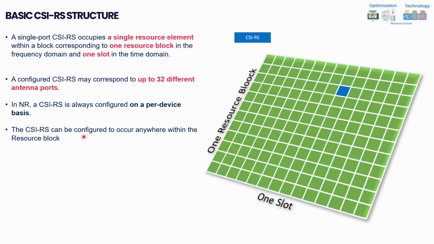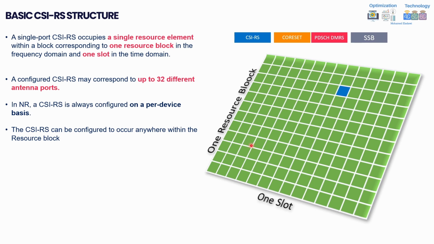The last point we are going to cover: I highlighted only one location here, but the CSI-RS can actually be configured at any location. However, there are some restrictions to avoid collision with other physical channel signals, such as the CORESET or PDSCH DMRS, or the SSB, which is considered by the users and also by the unit B when allocating the CSI-RS resources.